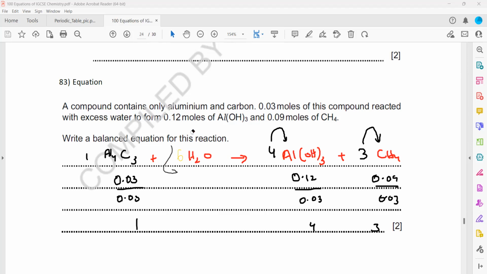If we put 6, it won't balance, because if you check the number of hydrogens, this 4 is with hydrogen as well. So 4 multiplied by 3 is 12, and 3 multiplied by 4 is 12. So there are 24 hydrogens. We want to make 24 hydrogens. So how can we make 24 hydrogens? This will be multiplied by 12, because 12 multiplied by 2 makes 24 hydrogen, and 12 multiplied by 1 makes 12 oxygen. So this is a balanced equation for the reaction between aluminum carbide and water.